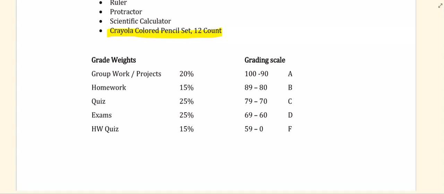The homework quiz is going to cover one subtopic, and it's going to be just 5 questions plus an extra credit. So if you had homework last night, which you will, the next day you have a homework quiz that will cover that lesson.